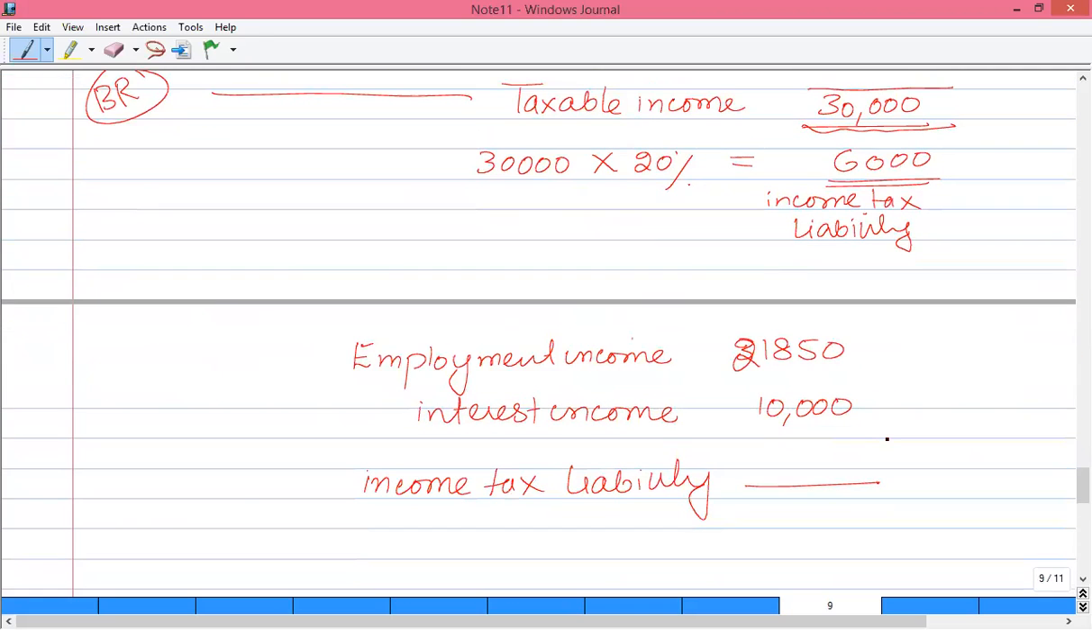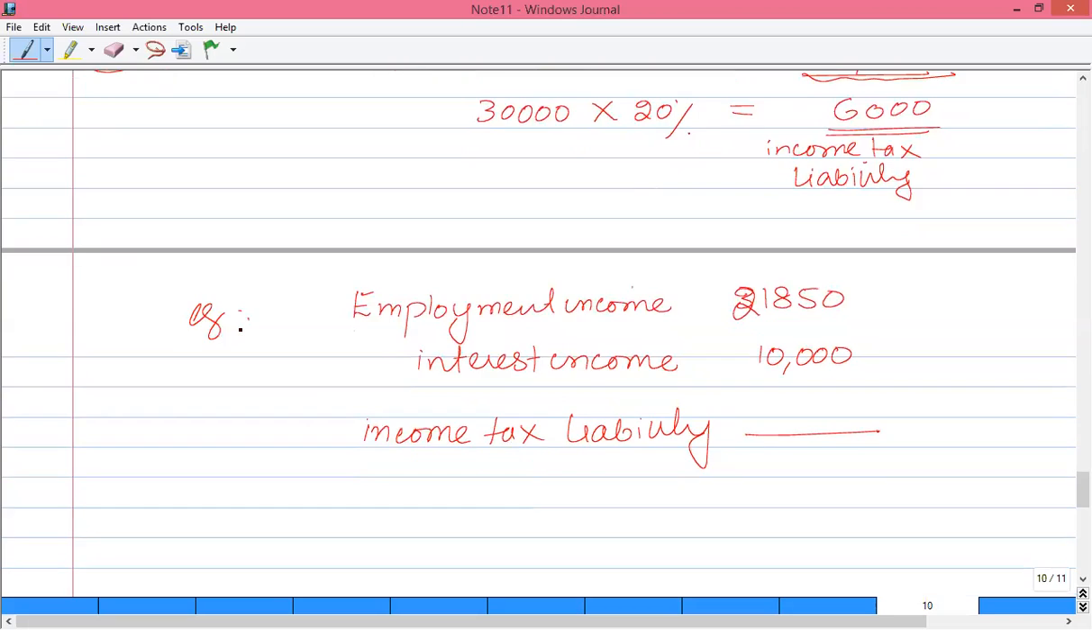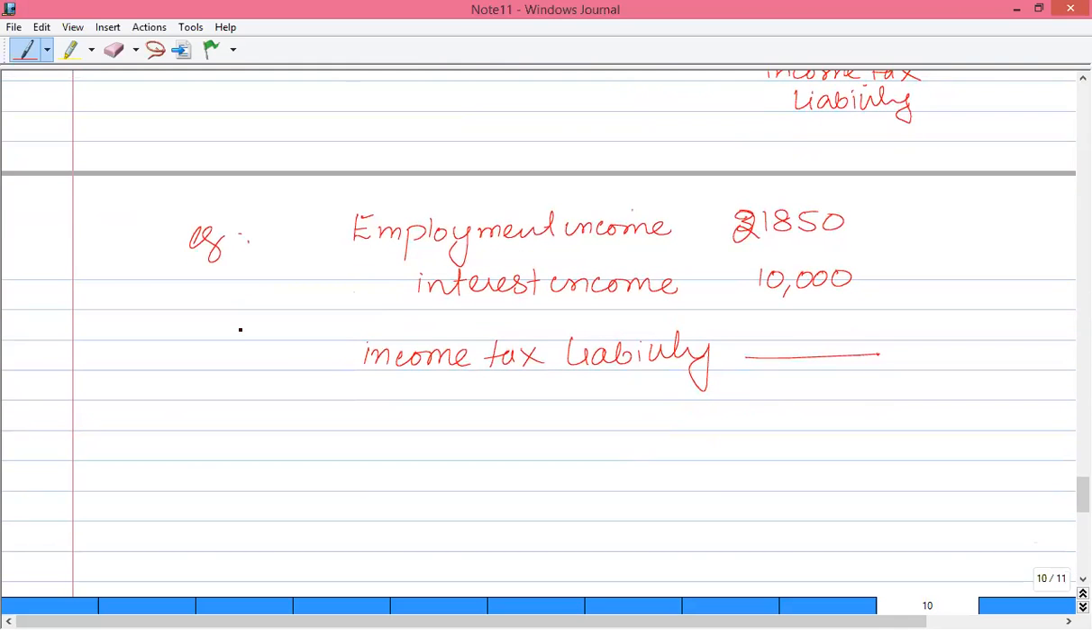Now let's move to another example. Now in this example, we have employment income of 21,850 and we have another source of income, that is interest income of 10,000. Now we have two sources of income and you have to find out income tax liability. So it's better to prepare a pro forma so that we can calculate it easily. We can calculate without a pro forma as well, but to start with, we prefer a pro forma, that is non-saving income, then saving income, and then the total income.